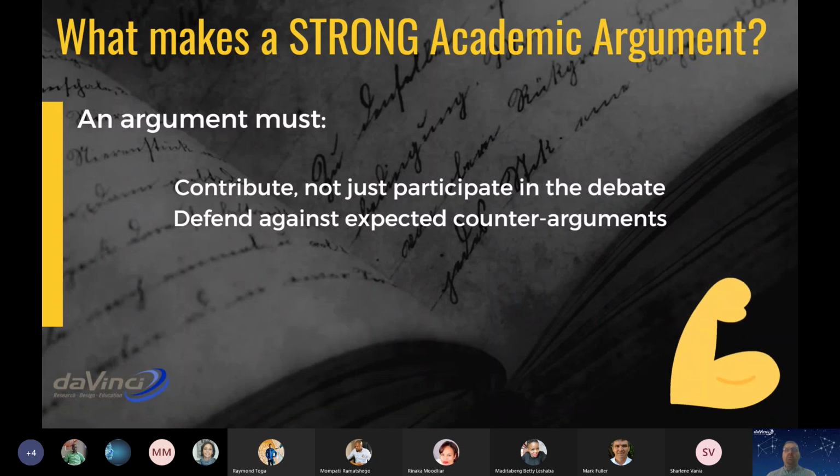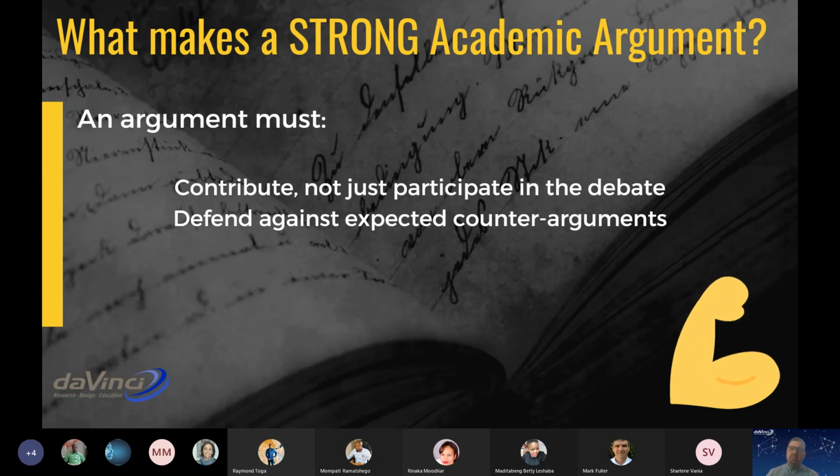An argument also, as we conclude this section of the presentation, must contribute and not just participate in the debate. And when you read sources on a particular topic, this is also a way of evaluating whether something is valuable or should rather be discarded. You often come across writing that just simply regurgitates what is already there.